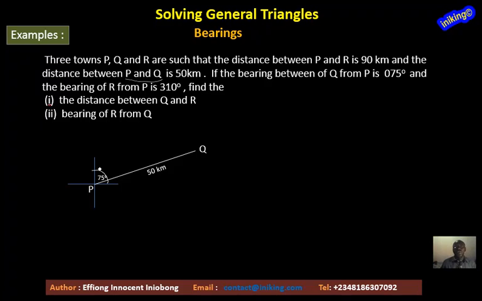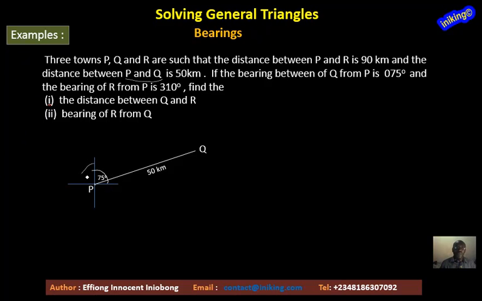310, that's just 50 degrees short of 360. 310 means from P, take note, we are taking it again from P, looking for R, that's 180, 270, 40 degrees more to give us 310. So our R should be somewhere along that line. And why did I say 50 degrees short?